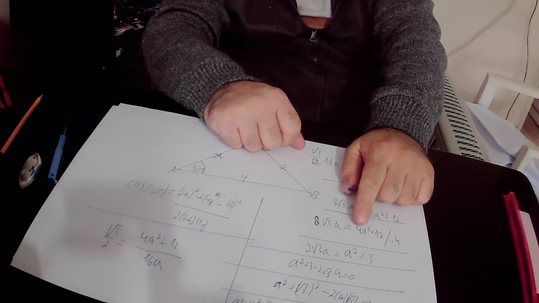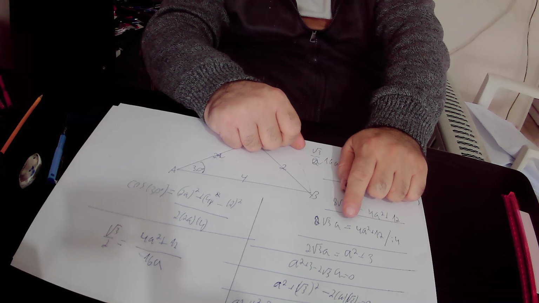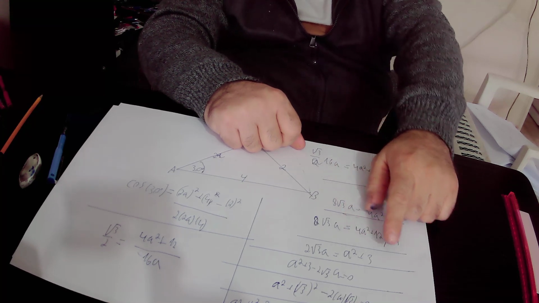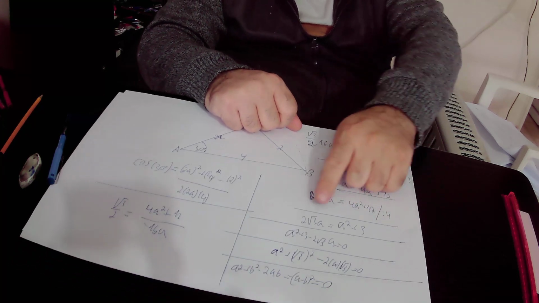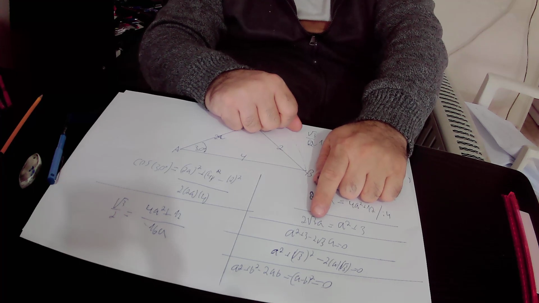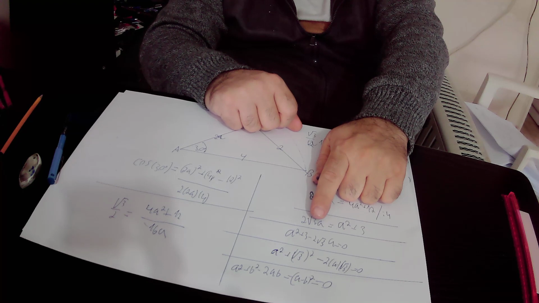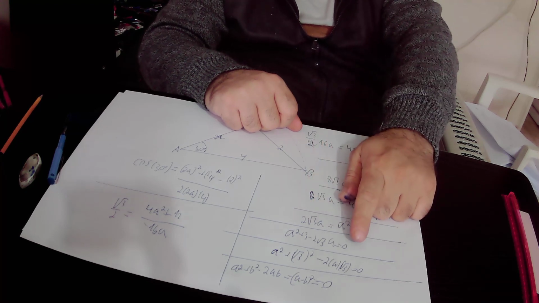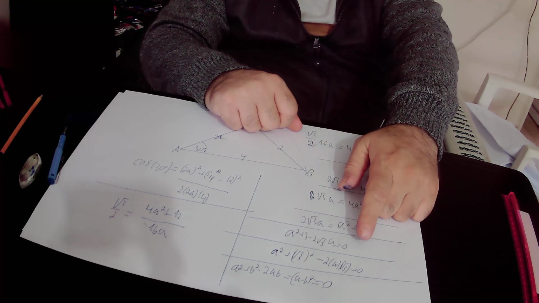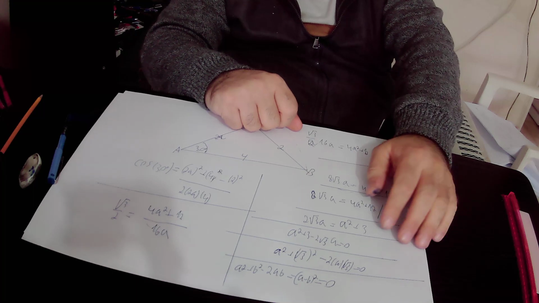Here we subtracted 2 times square root of 3 times a from this equation, and we got that a squared plus 3 minus 2 times square root of 3 times a equals 0. We substituted 3 by square root of 3 squared because square root of 3 squared equals 3. And we got that a squared plus square root of 3 squared minus 2 times a times square root of 3 equals 0.